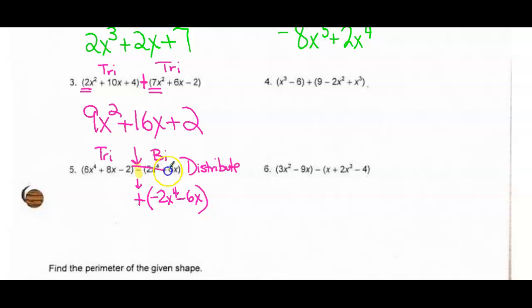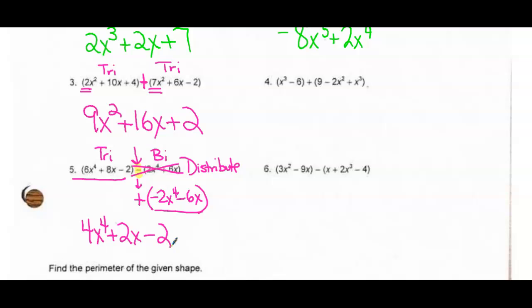Once I distribute and change that, here's my math problem. This trinomial plus this binomial. So when I add like terms, 6x to the fourth minus 2x to the fourth is 4x to the fourth. 8x minus 6x is 2x, minus 2.